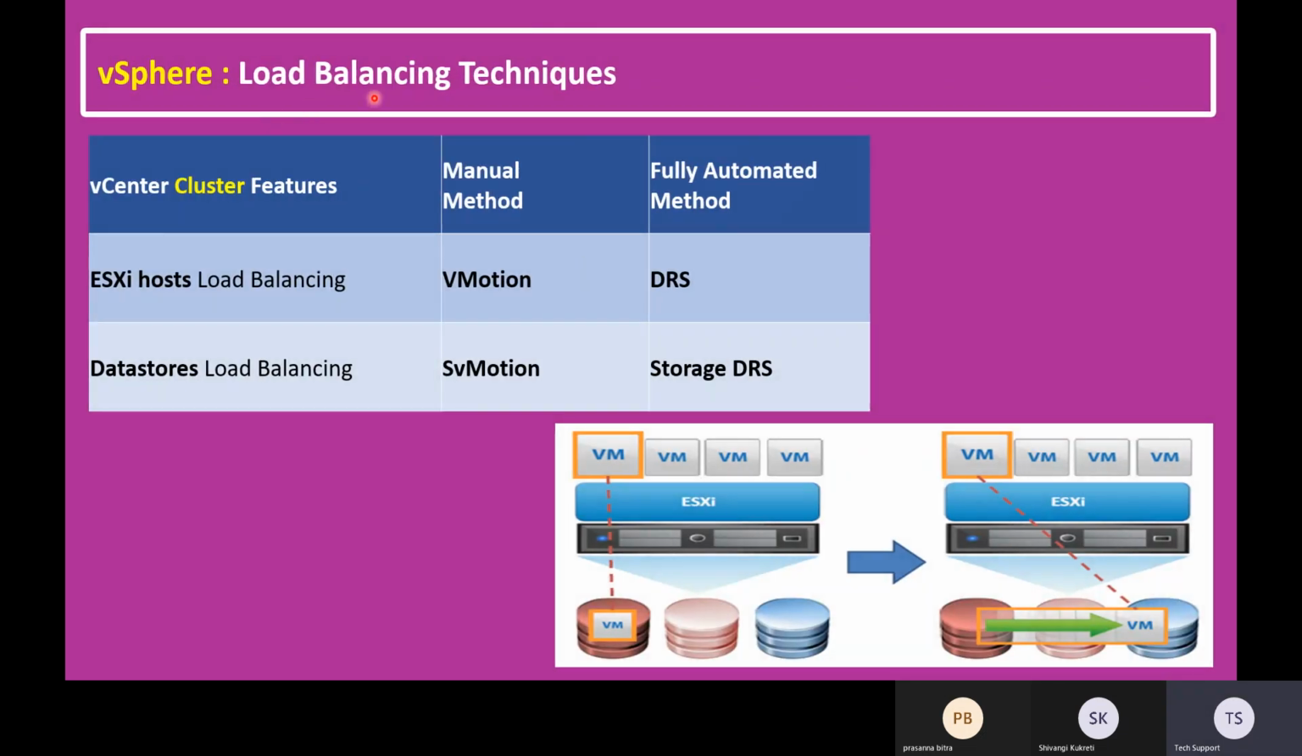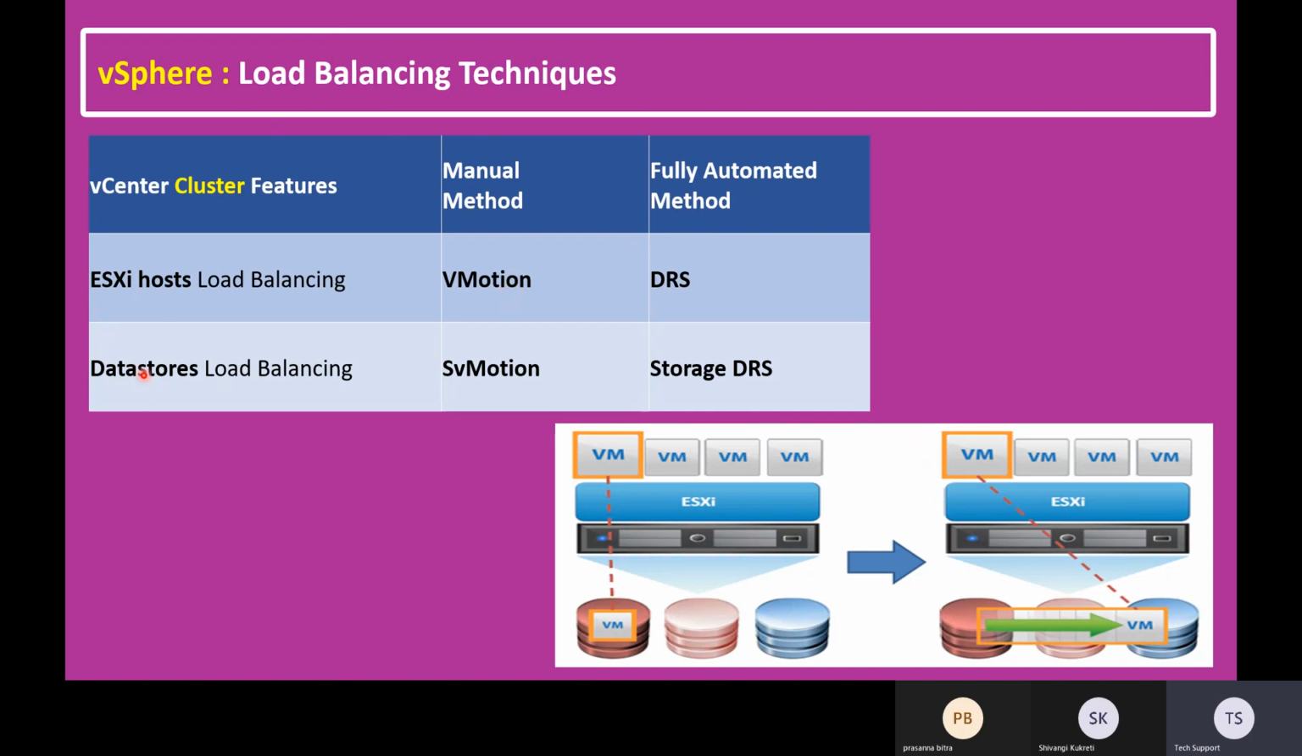Now the vSphere load balancing technique. Before we start storage DRS, let's try to understand the vSphere level load balancing techniques we have. For example, within the vCenter cluster features, if I want to balance the load between ESXi hosts, for the manual method, we'll do a vMotion. We can migrate a virtual machine from one ESXi host to another ESXi host. To automate the vMotion feature, we'll go for DRS, the fully automated method. So DRS also uses the vMotion technique.